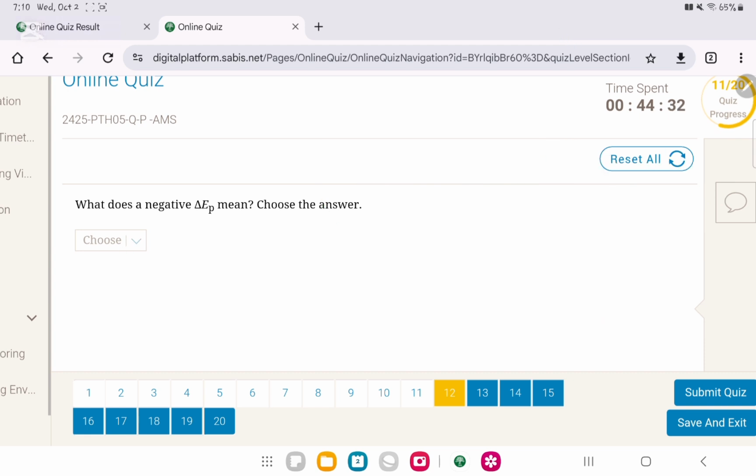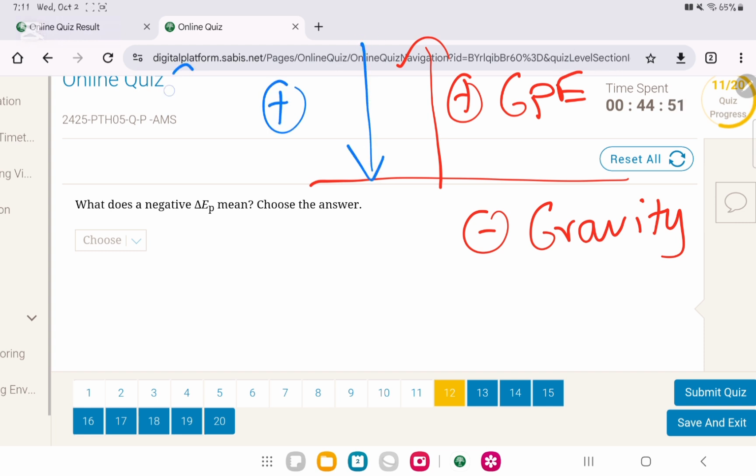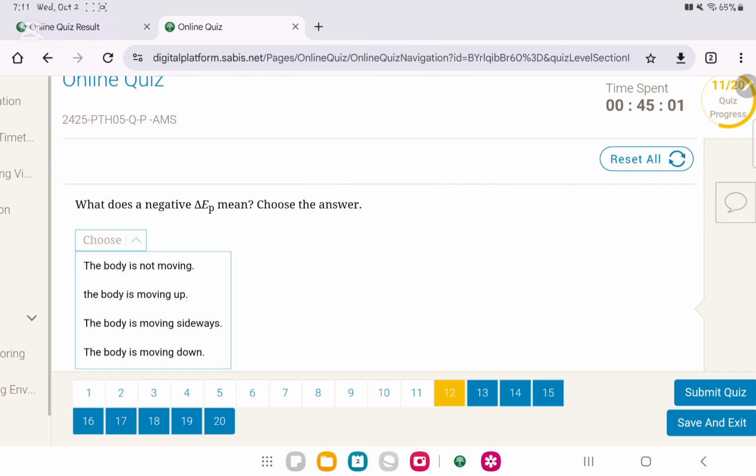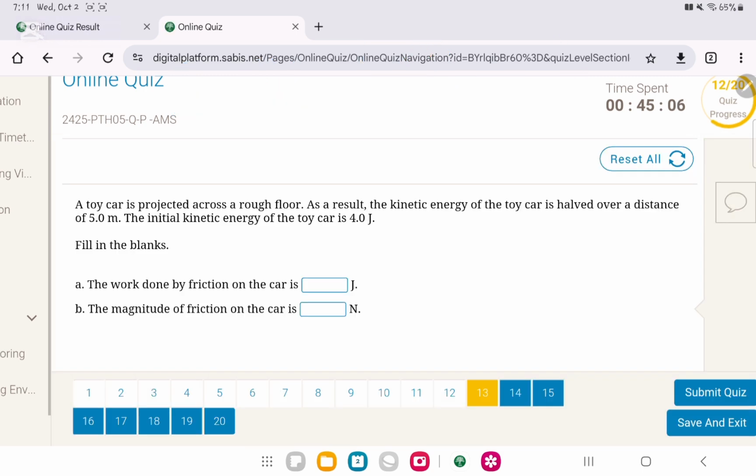Another thing, if we have a negative GPE, that means the object is falling downwards, all right? So up is positive GPE, negative gravity. Down is positive gravity, negative GPE. If we have a negative GPE, it's falling down. So here, the body is moving down because it has a negative EP.